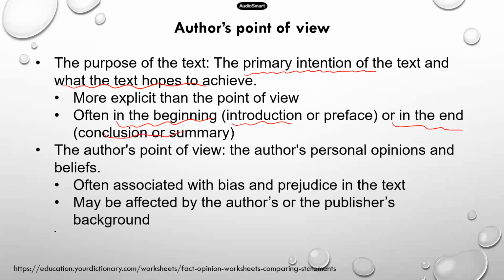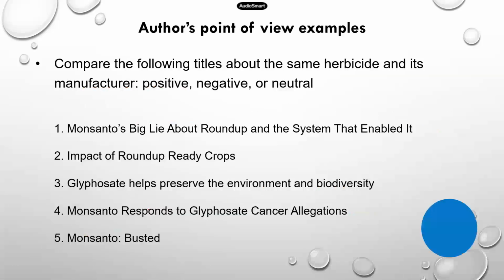Now the point of view, on the other hand, can be very implicit, not very obvious. Right? Now, the author's point of view is the author's personal opinions and beliefs. It's often associated with the author's bias and prejudice against something. Like we touched on earlier, the point of view is often influenced by the author's or the publisher's background.